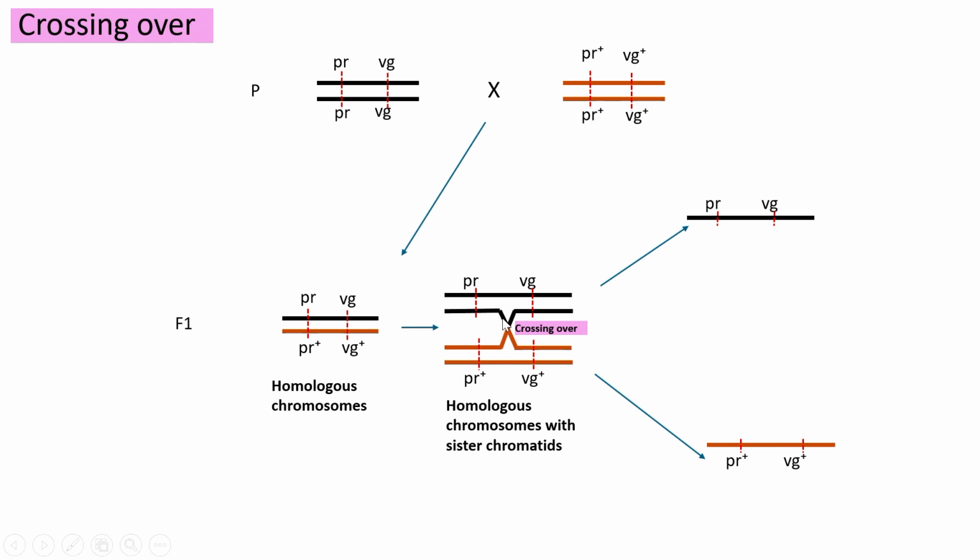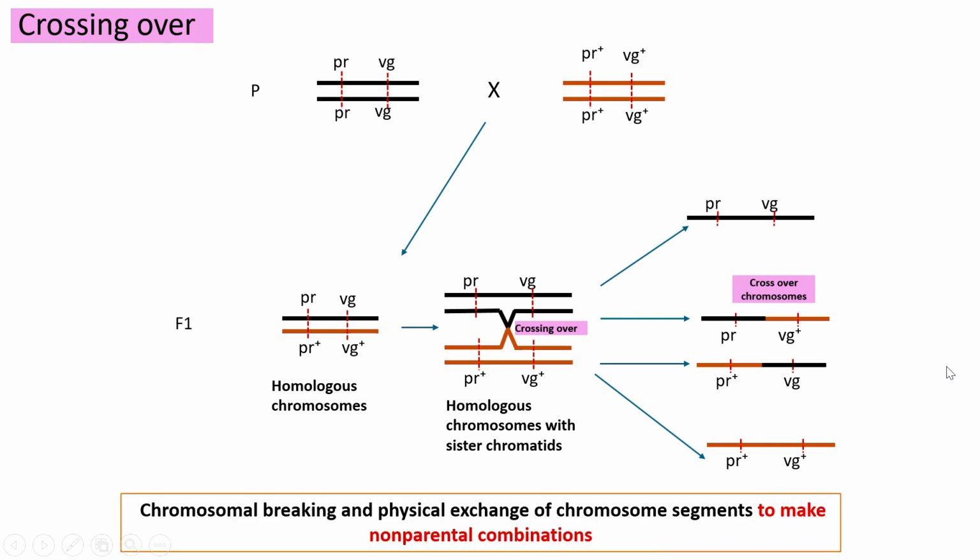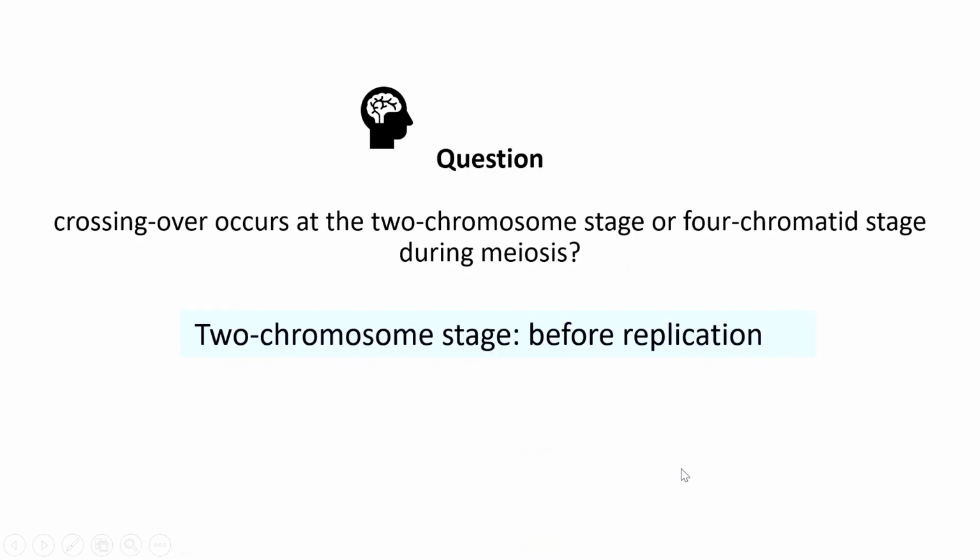So if this sister chromatid gets separated, you get the parental combination for both the cases, and here you get the exchange, right. So you get this exchange where you have the wild type eye and vestigial wing and vice versa. So these are the two recombinant classes that you get. So chromosome breaking and physical exchange of chromosome segments to make non-parental combinations is the crossing over.